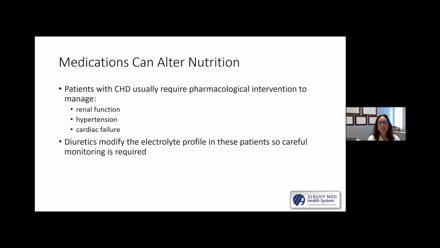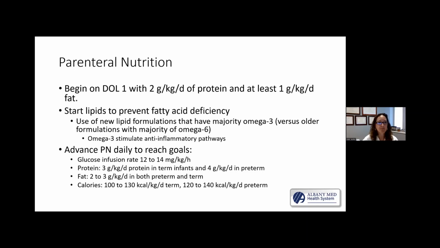So some medications that these infants are on can alter the ability to provide adequate nutrition. So usually these infants are on some type of pharmacological medication to manage their renal dysfunction, if they have any issues with hypertension, or if their cardiac function is not optimal. In addition, almost all of them are on diuretics, and as I mentioned before, this can modify the electrolyte profile. So we have to make sure that we're monitoring these electrolytes carefully and keeping everything in balance based on our enteral and IV nutrition formulations.